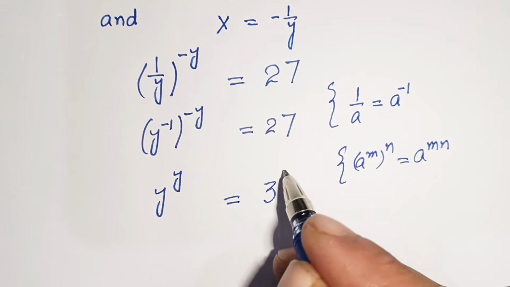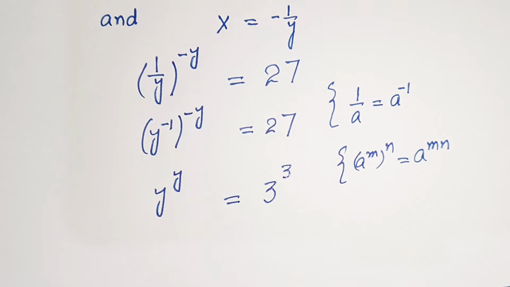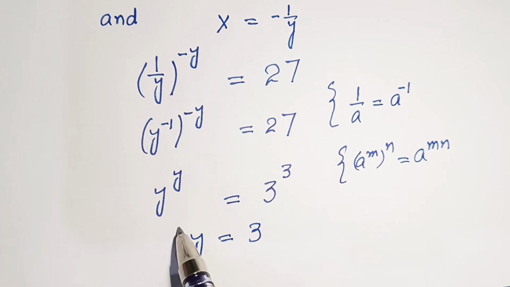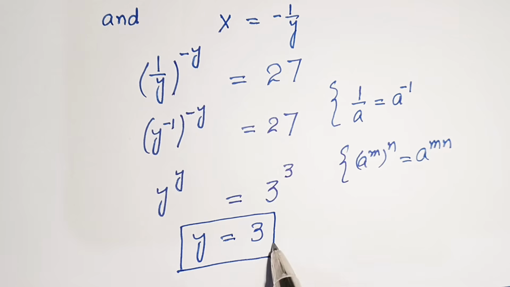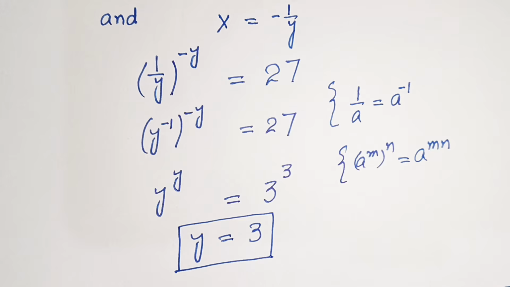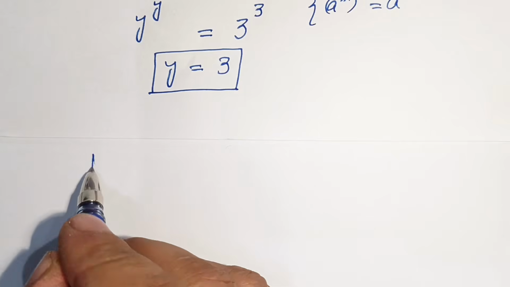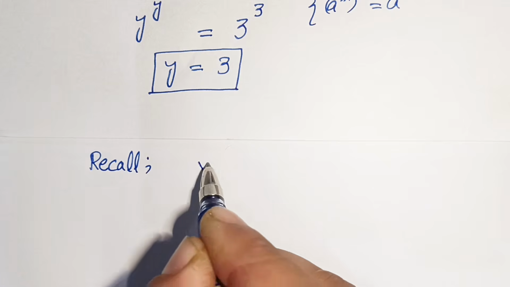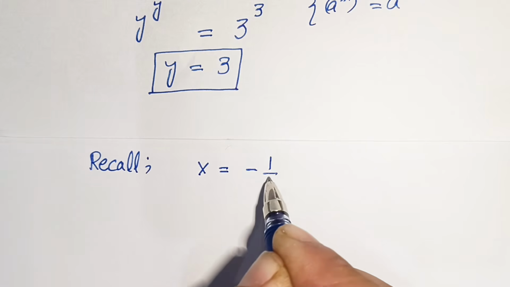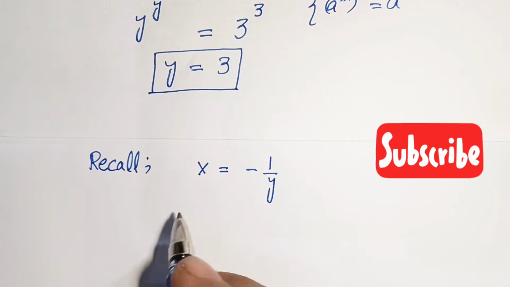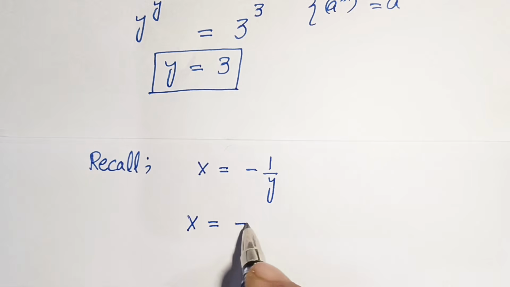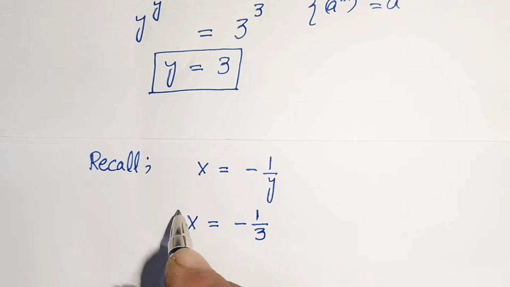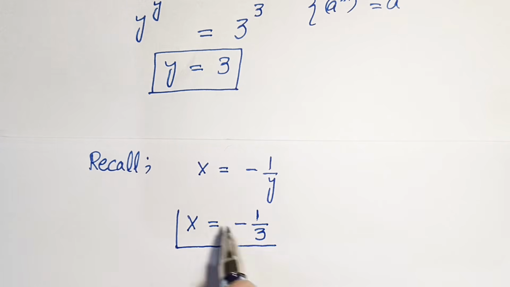So 27 can also be written as 3 cubed. Here comparing the exponents or bases, we get the value of y is equal to 3. Now we have found the value of y, which is equal to 3. Now we have to recall that x is equal to minus 1 over y. Now putting the value of y, we get x is equal to minus 1 over 3. So it is the final value of x from method number 1.